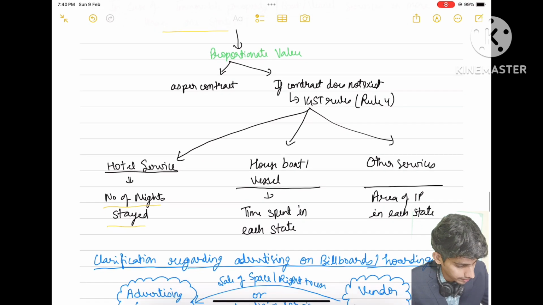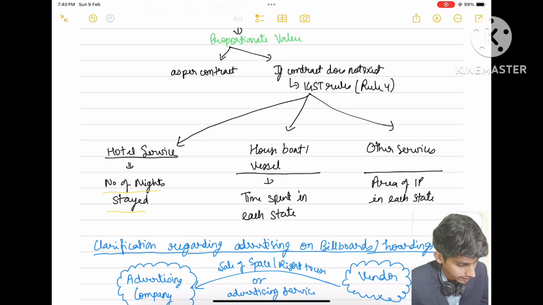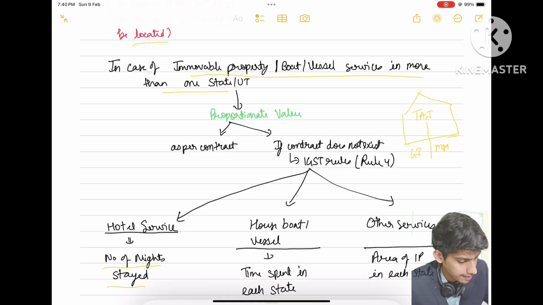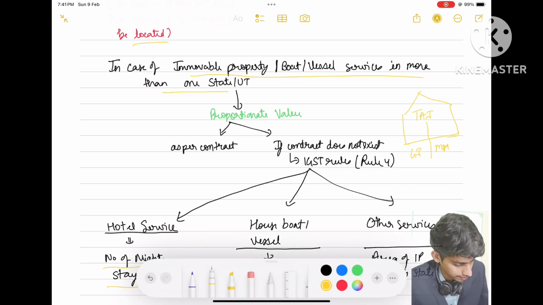let me show you an example. Let's say this is Taj Hotel. Taj. It is half in Gujarat, half in Maharashtra. This example will be for a different thing. Sorry, I have to take a different example.